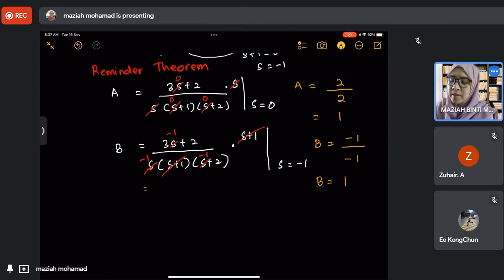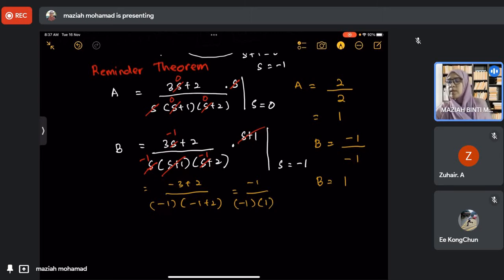Check again. Minus 3 plus 2 divided by minus 1 multiplied with minus 1 plus 2. Minus 3 plus 2 is minus 1, divided by minus 1 times plus 1, so minus 1 divided by minus 1, so it is positive 1.